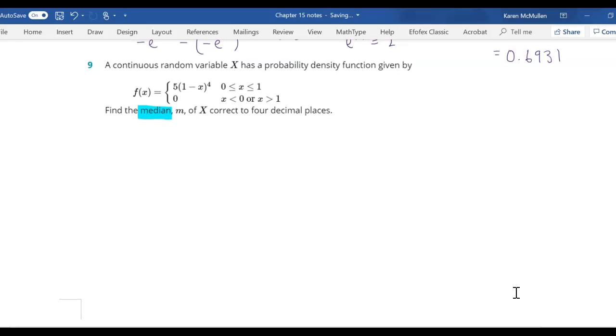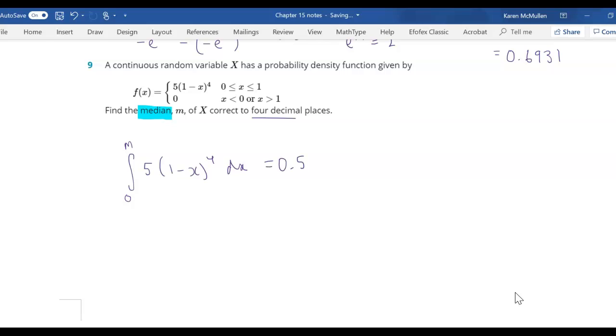Okay, question 9. A continuous random variable x has a probability density function given by blah, blah, blah. Find the median. And now it says 4 decimal places. Okay, so we're going from 0 to m. You could also go from m to 1. We should get the same answer. All right, 1 minus x to the power of 4 dx, and that is equal to 0.5.